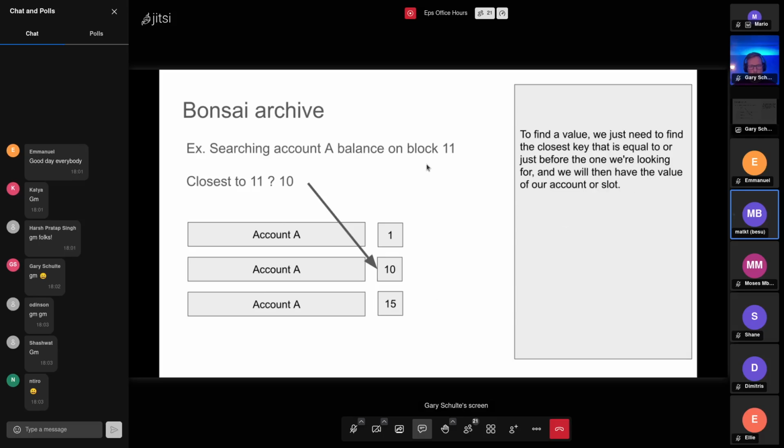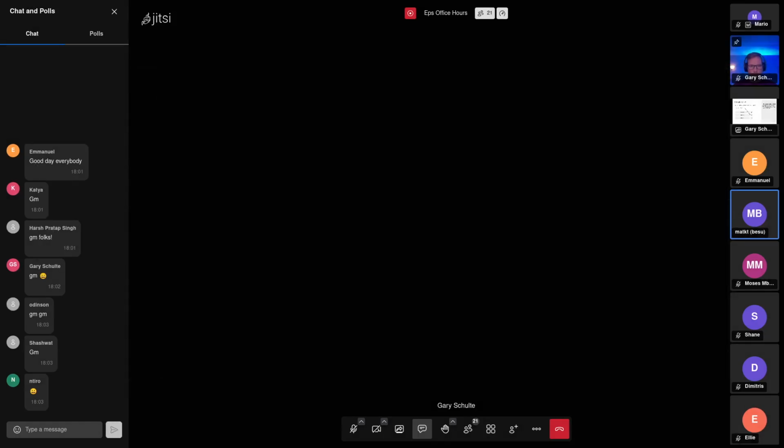And seek for prev will help you to retrieve the key that is the closest to a specific key. And if it's not equal, it will be just the key before. So for example, if I want to retrieve the balance of an account as it was in block 11, I will ask RocksDB to give me the key where the prefix is the hash of the address of the account A plus the suffix 11.